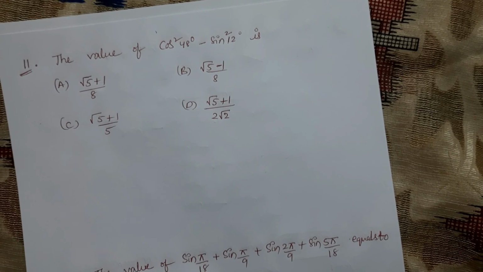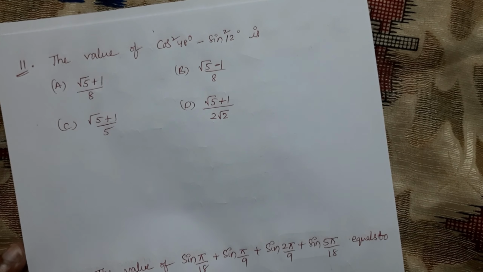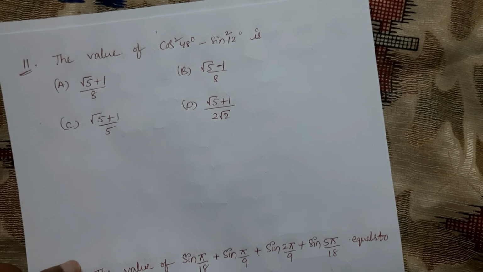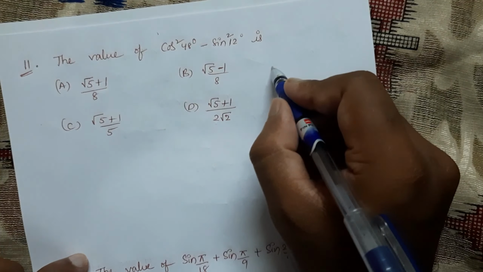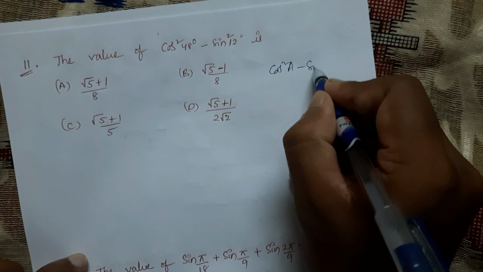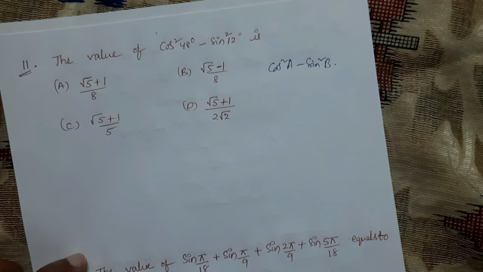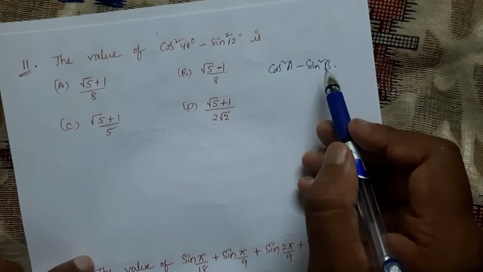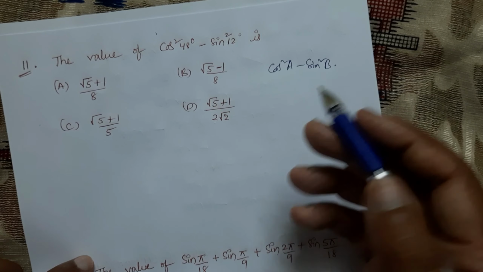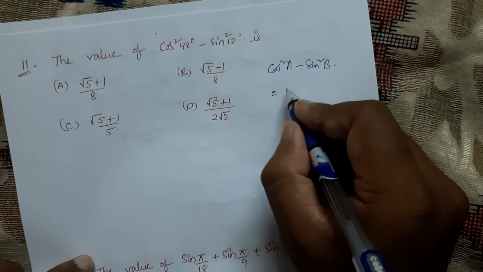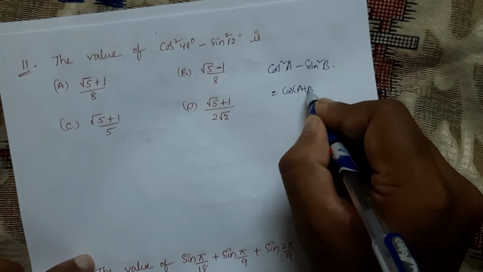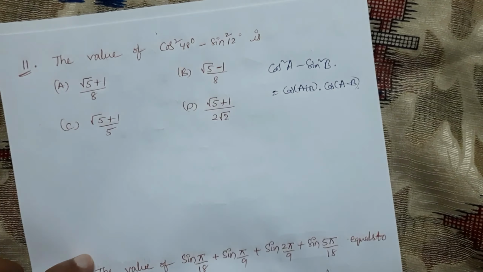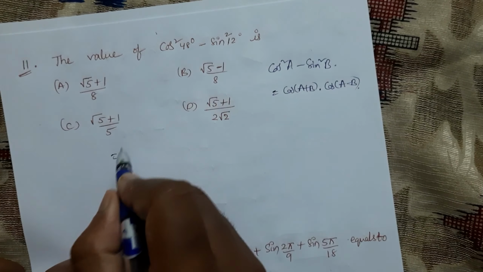See, question number 11 is the value of cos square 48 degrees minus sin square 12 degrees. See, before only we have discussed whenever we have cos square A minus sin square B. Whenever we get cos square and cos square or sin square and sin square, we will get a sin formula. But if we have different terms, cos of A plus B into cos of A minus B is the formula for cos square A minus sin square B. By using that formula, definitely we can solve easily.